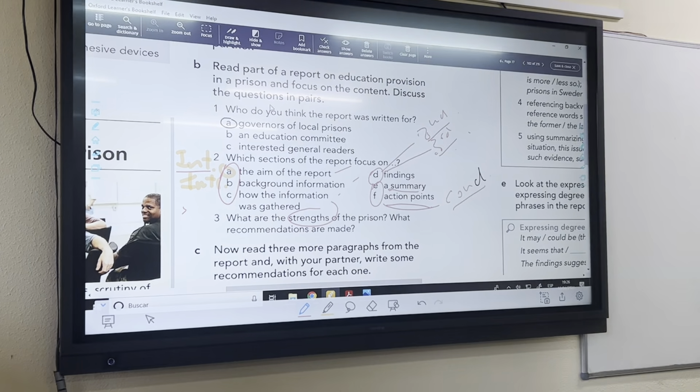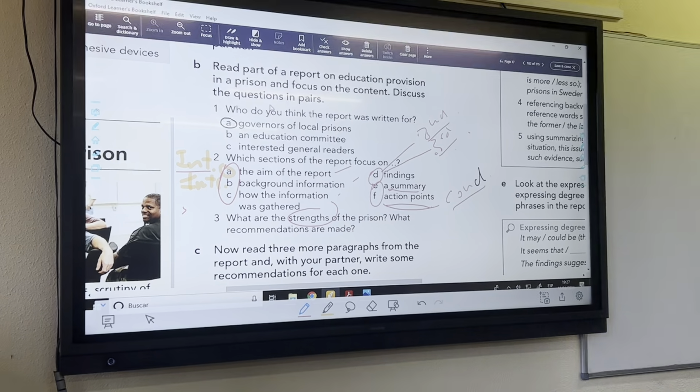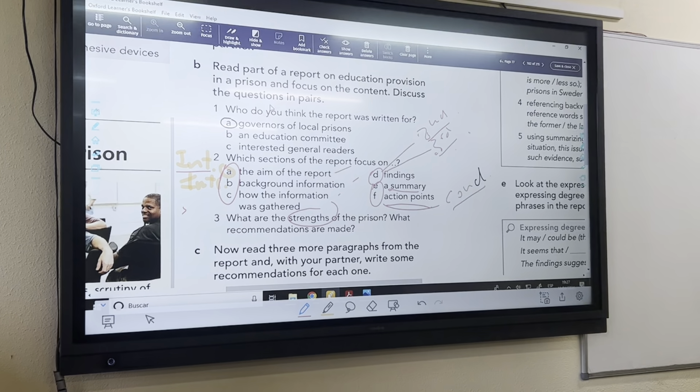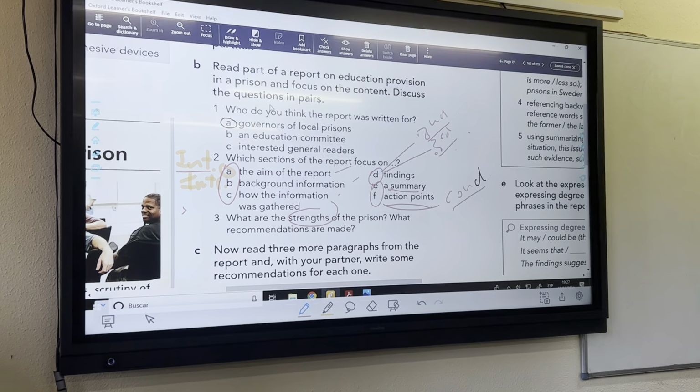Can you repeat, Manuel, the recommendations? Allocating more budgets to educational provisions. Very good. Allocate more budget to education provision, and the other thing, Maria, did you catch? Also more hours devoted to higher level education. More hours devoted to higher education.